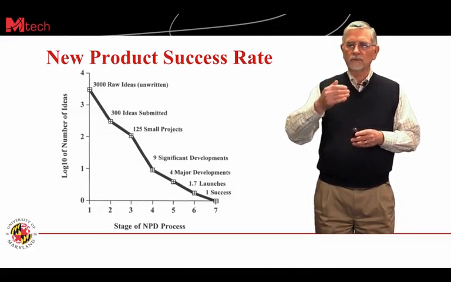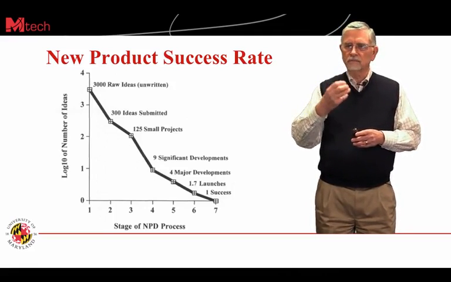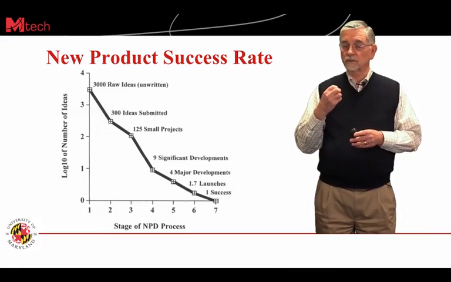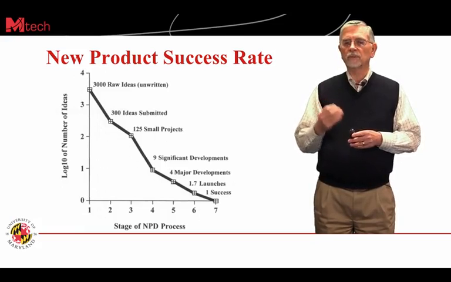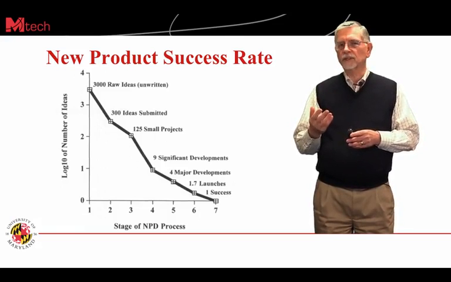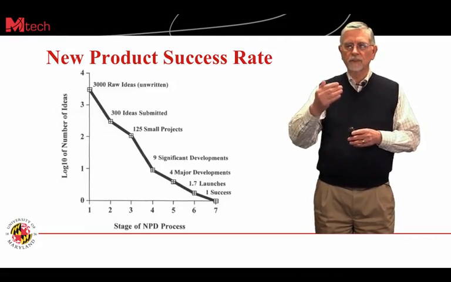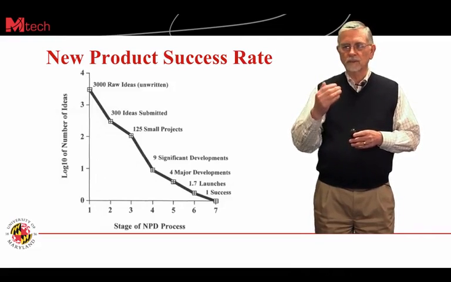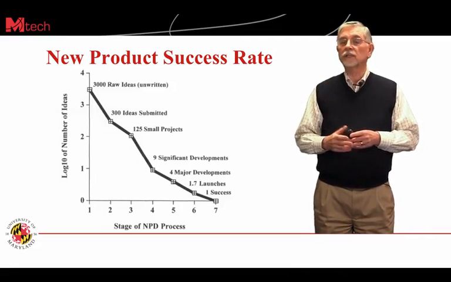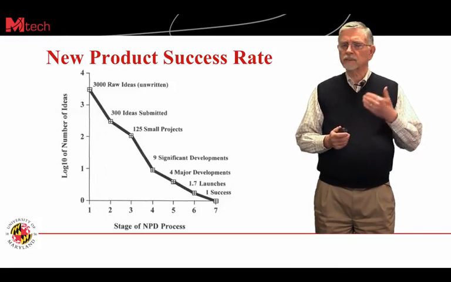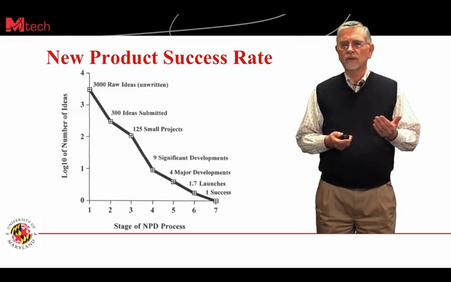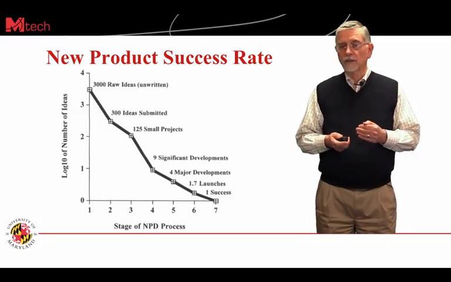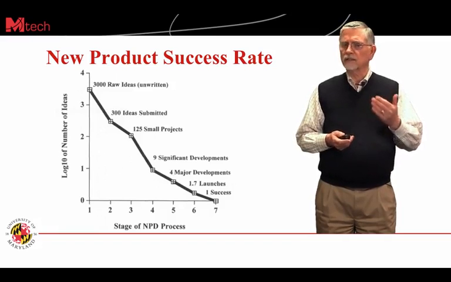and you go from 3,000 ideas to a fraction of them actually being submitted for consideration and a fraction of them actually being developed into small projects, developmental projects, ultimately down to major projects, ultimately down to launches, and ultimately down to one successful new product development. And so this is something to consider in the new product development process. Not every idea finds its way into reality in a new innovation, but a lot of ideas get considered.